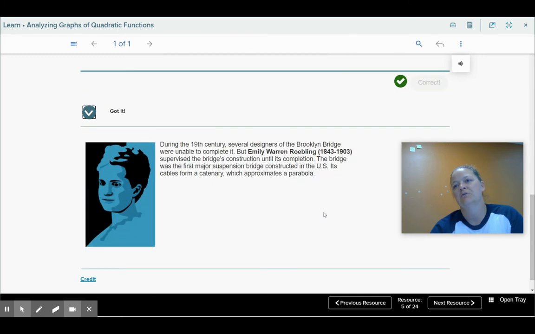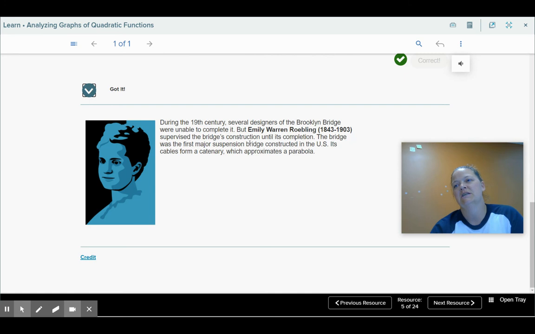And for anyone interested, during the 19th century, several designers of the Brooklyn Bridge were unable to complete it, but Emily Warren Roebling supervised the bridge's construction until its completion. The bridge was the first major suspension bridge constructed in the U.S. Its cables form a catenary which approximates a parabola.